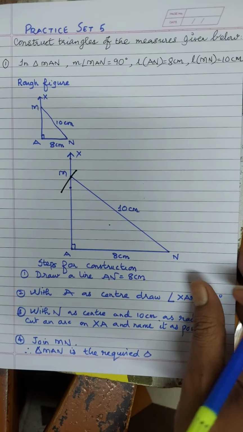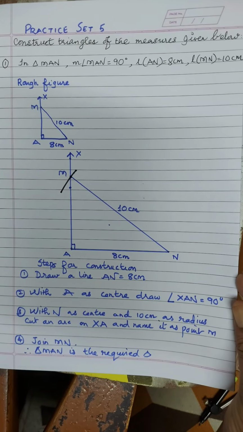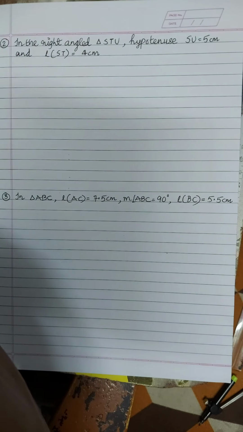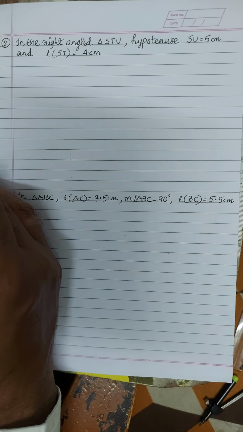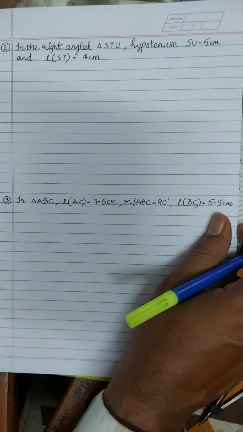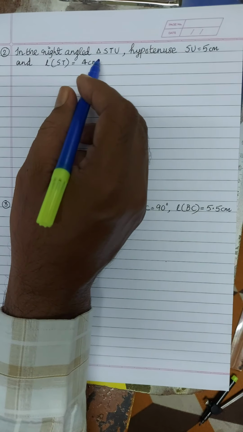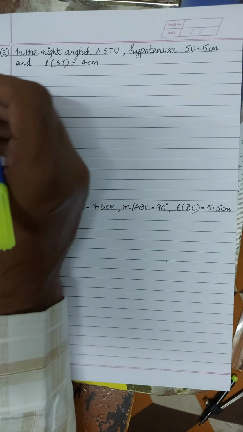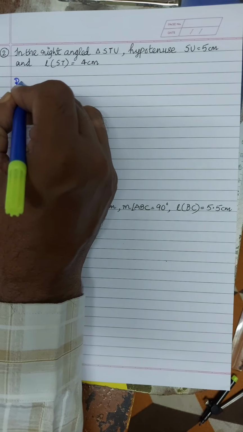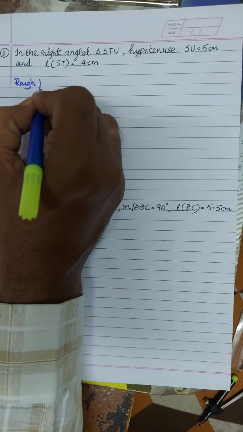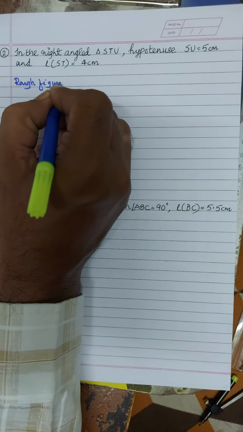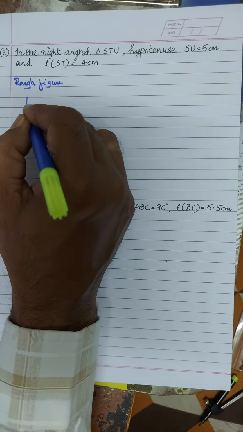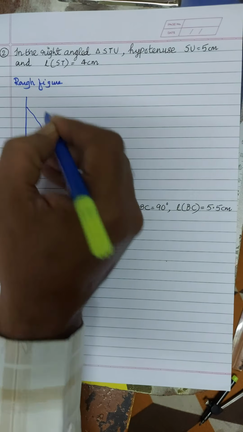So let's have a second question. Second question also we are drawing the figure only. You have to write the steps for construction. We'll draw a rough figure and the main figure. Here, in the right angle triangle STU, hypotenuse SU is 5 centimeter. So we'll draw a rough figure here. Suppose this is the right angle triangle, this is the hypotenuse.